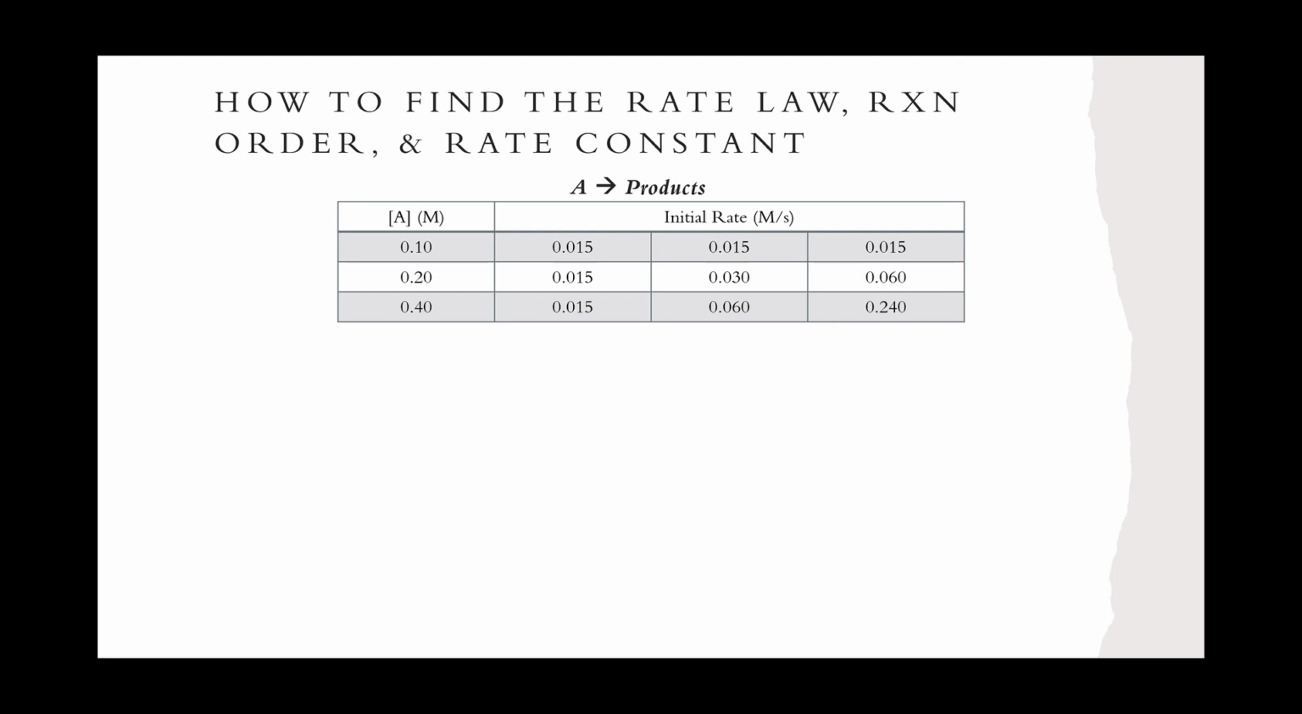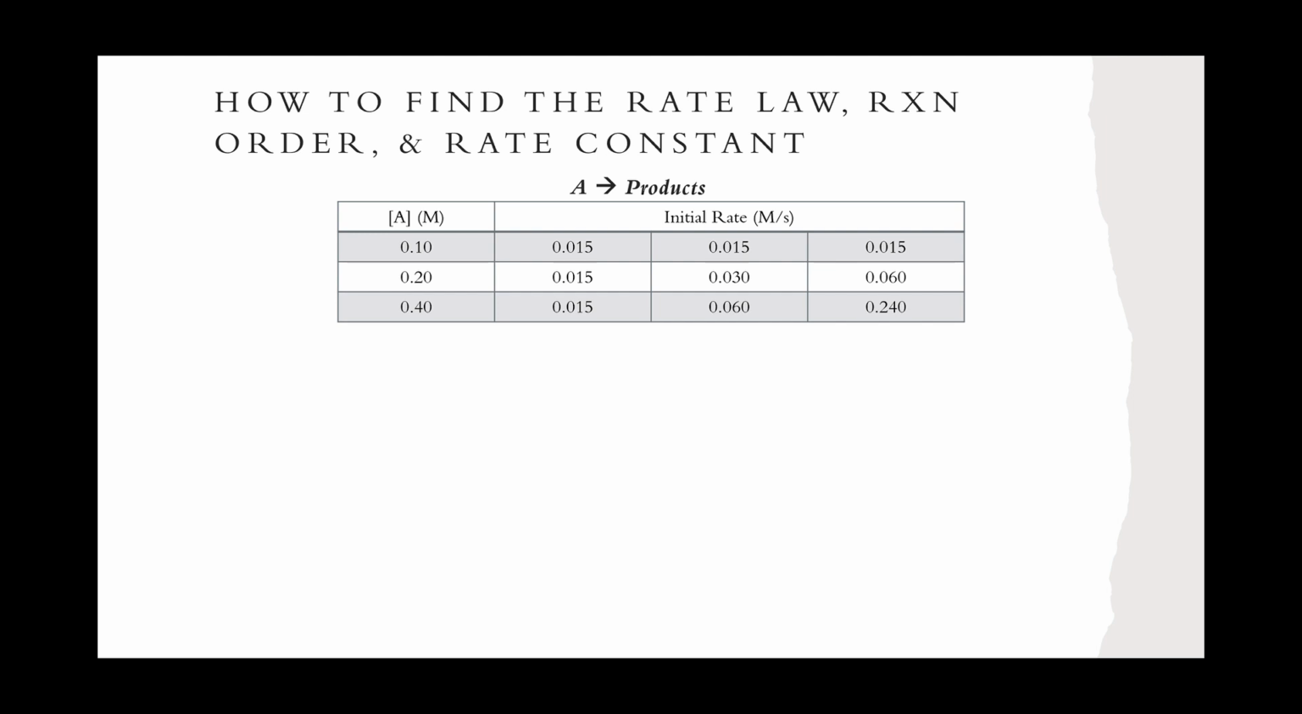If you have multiple reactants, like A plus B reacts to form products, you'll have to vary each reactant separately or independently while holding the other constant. That way you can see exactly what type of effect it's having on the reactant you're looking at.